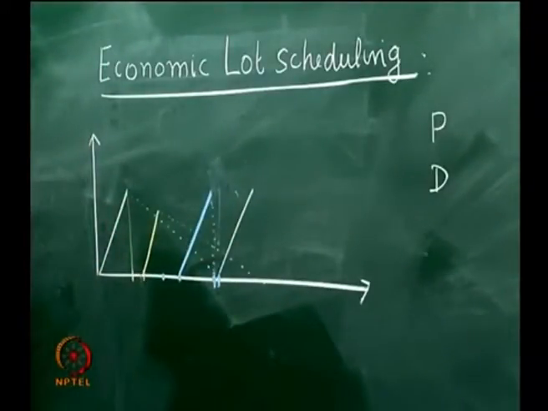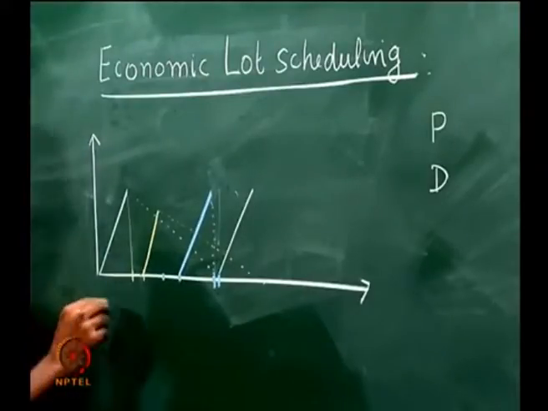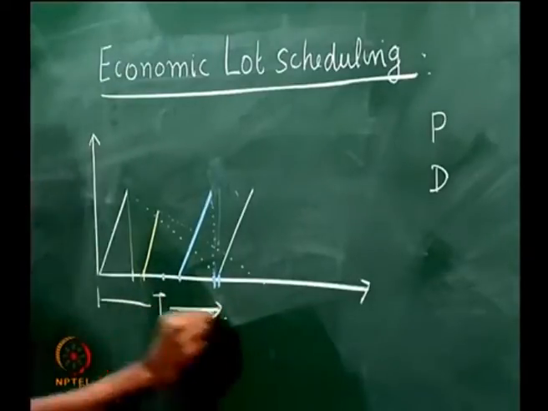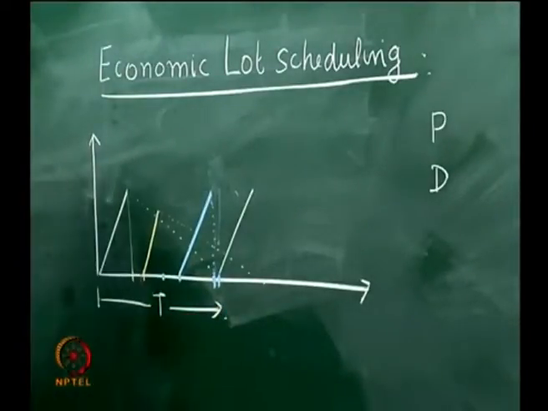The other thing in the economic lot scheduling problem, we said that between this and this, the cycle time is T, and then we try to find out what is the value of T that optimizes the changeover cost plus the inventory holding cost for all the periods taken.